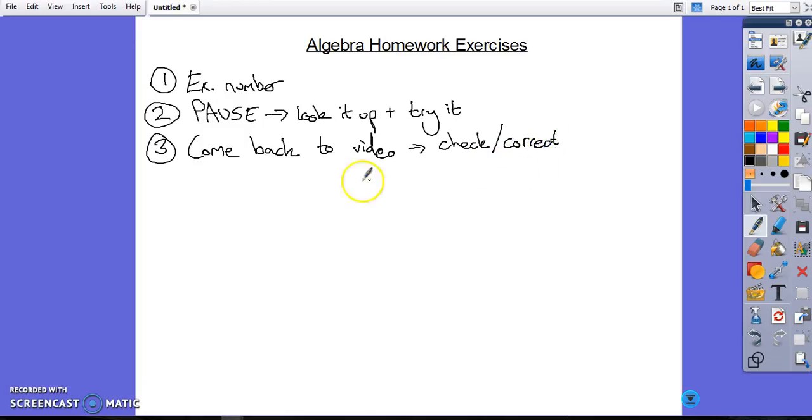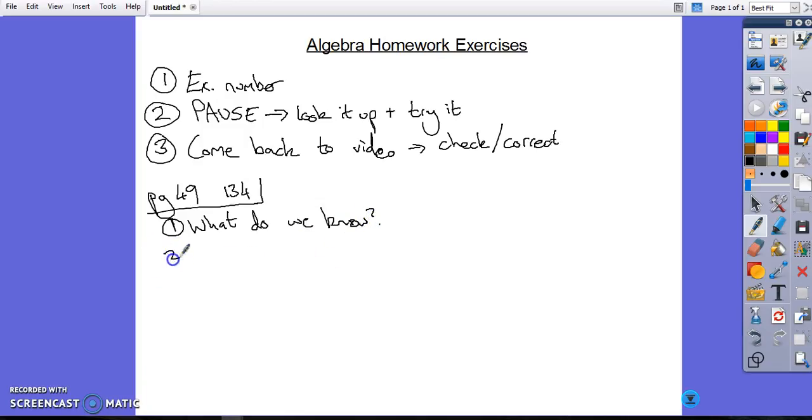So the first exercise I'm going to be doing is on page 49, Exercise 134. So please now pause the video, look it up, try it, and then come back to me. So I assume now you've paused the video. When we have a text exercise like this or a word problem, I like to break it down into two different parts. First of all, what do we know? And secondly, what do we want to find out?